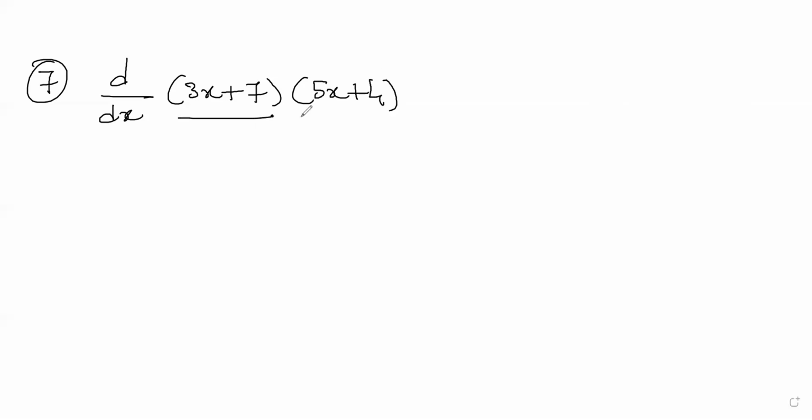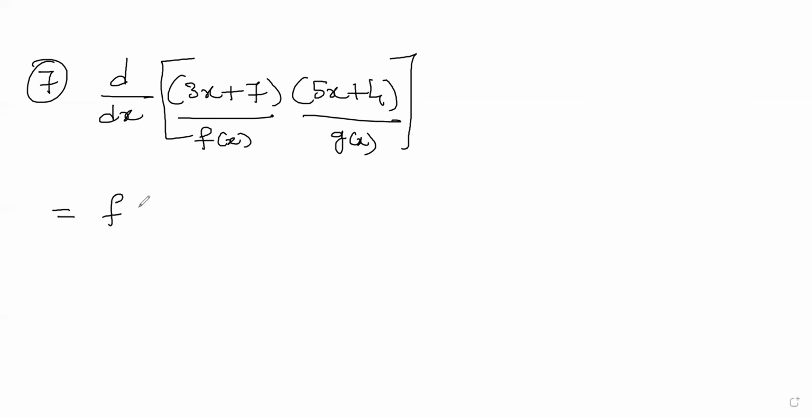So another situation we'll take, let us say d by dx of 3x plus 7 into 5x plus 4. So here we will apply the product rule. We will assume this as f of x and this as g of x. Suppose you have a product of two things, then we'll apply the product rule. So the product rule is like this: f of x into derivative of g of x plus g of x into derivative of f of x.